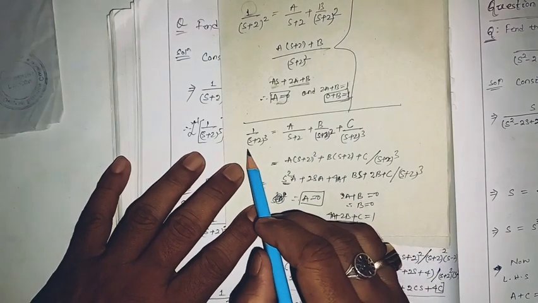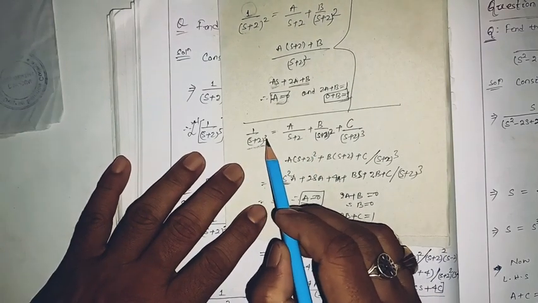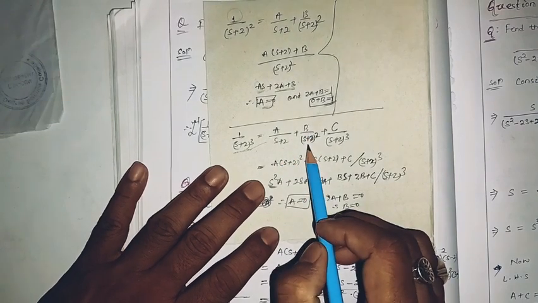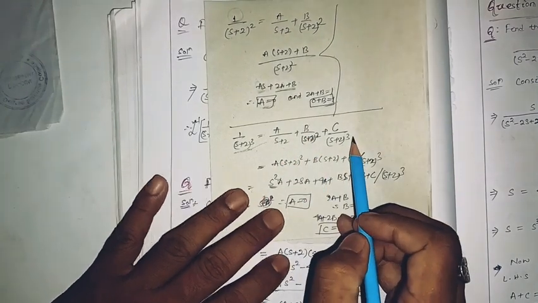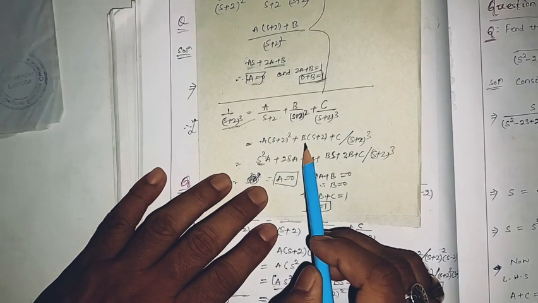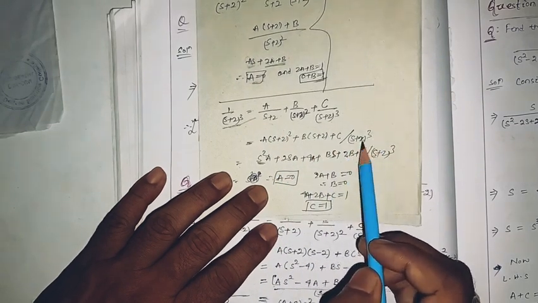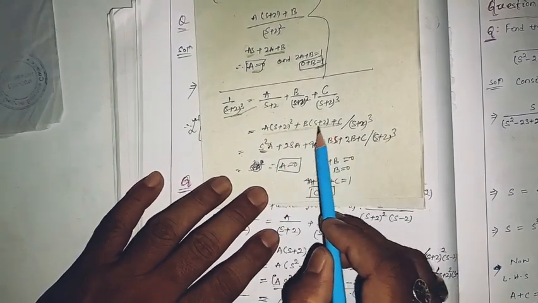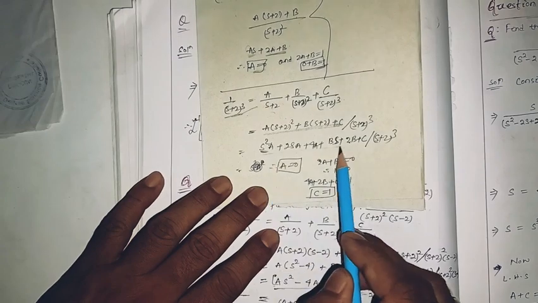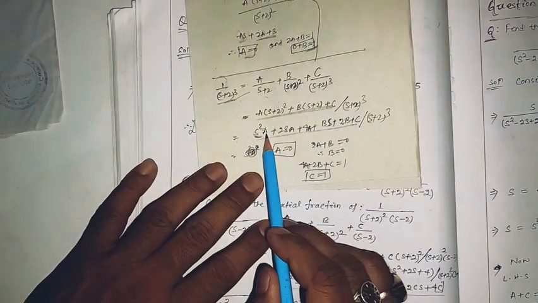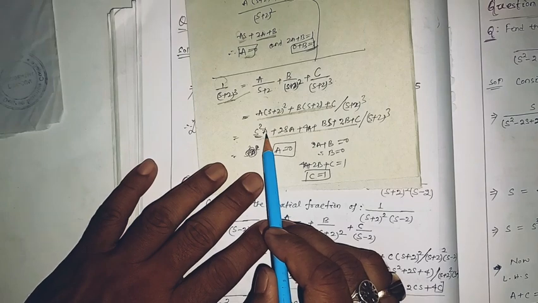Now we consider 1 by (s plus 2) cube, that means considering partial fraction, A by (s plus 2), B by (s plus 2) square, plus C by (s plus 2) cube. So this will be A into (s plus 2) square plus B into (s plus 2) plus C, by (s plus 2) whole cube. If I solve this numerator, we can find this one. Here you can see there is no s square term, so A will be 0.